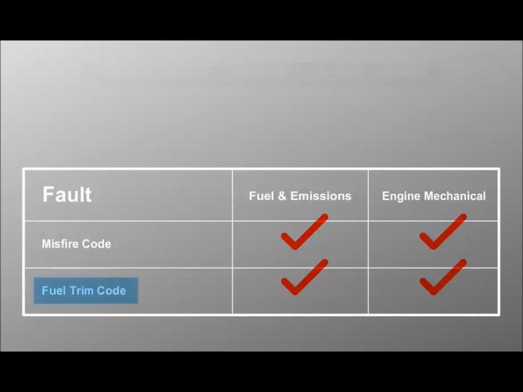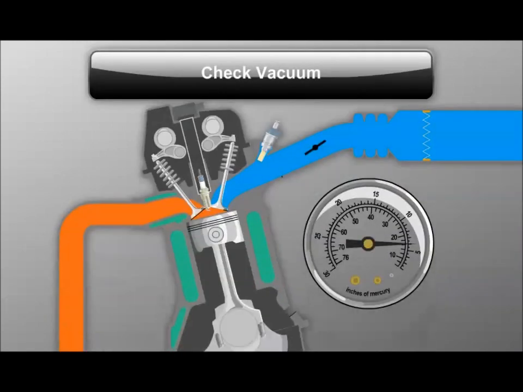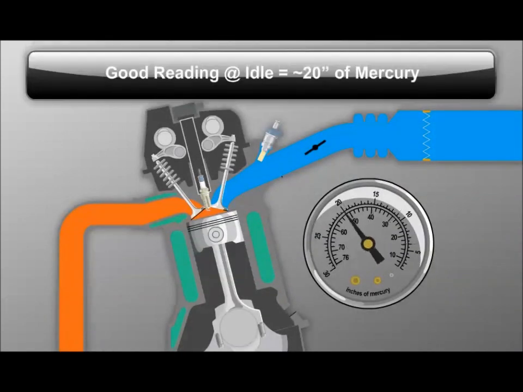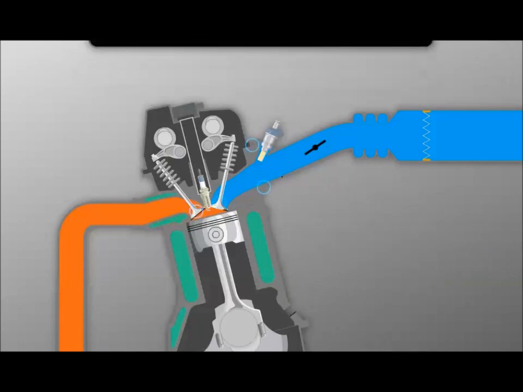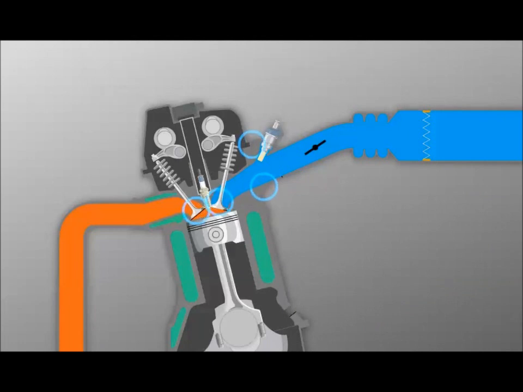For fuel trim DTCs, check engine vacuum at idle. The engine should show about 20 inches of mercury at sea level during idle. If the engine does not reach this reading, look for problems such as intake manifold leaks, incorrectly adjusted valves, leaky piston rings, or out-of-time camshafts.